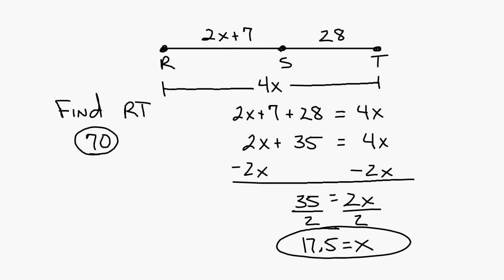If R to T is 70, let's find R to S. Anybody? Are you sure? What's the real quick and easy way to find R to S? How about 70 minus 28? Right? What's 70 minus 28? 42.